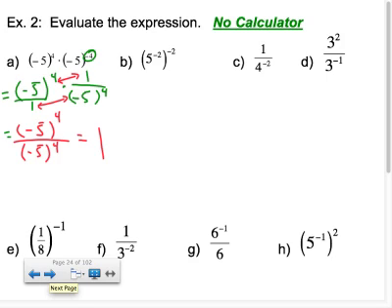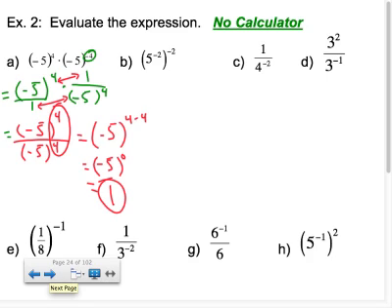Okay. If you didn't recognize that, then maybe you said, oh no, I got to use this property. I'm dividing. Since I'm dividing, I have to subtract my exponents. That's negative 5 to the 4 minus 4, which is negative 5 to the 0. Anything to the 0 is 1.